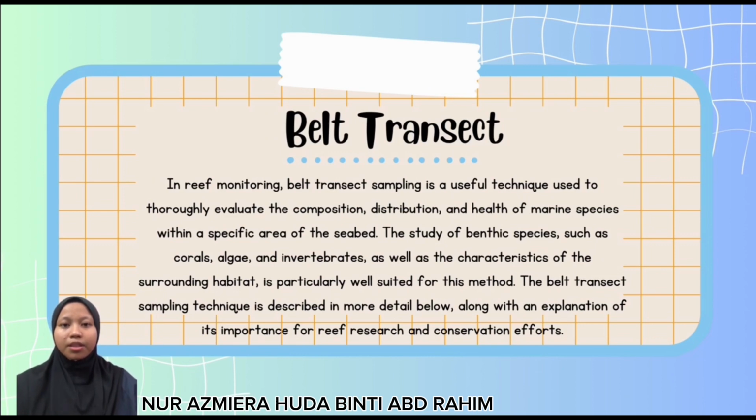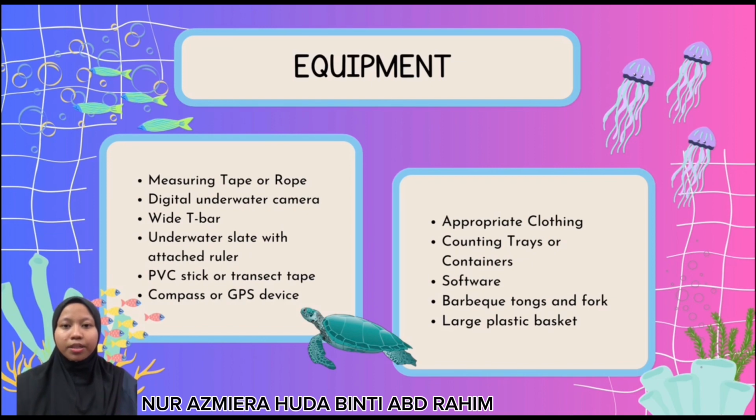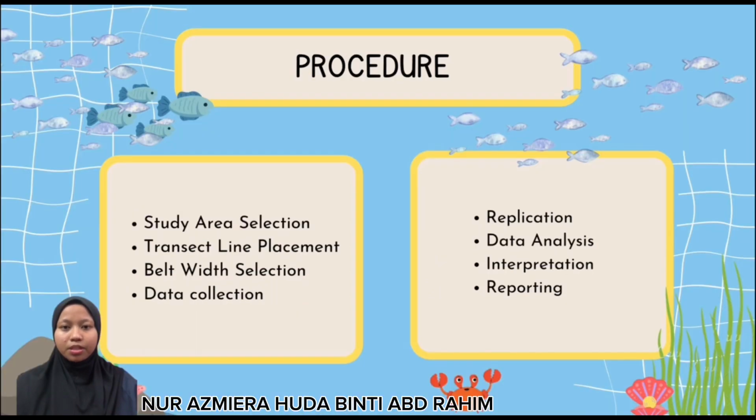This belt transect sampling technique is described in more detail below, along with an explanation of its importance in reef research and conservation efforts. Next is the equipment used in a belt transect, as you can see in the slide: first, measuring tape or rope; second, digital underwater camera; third, compass or GPS device; and appropriate clothing. Other than that, the procedure is: first, study area selection; second, transect line placement; third, belt width selection; fourth, data collection; fifth, replication; sixth, data analysis; seventh, interpretation; and last, reporting.